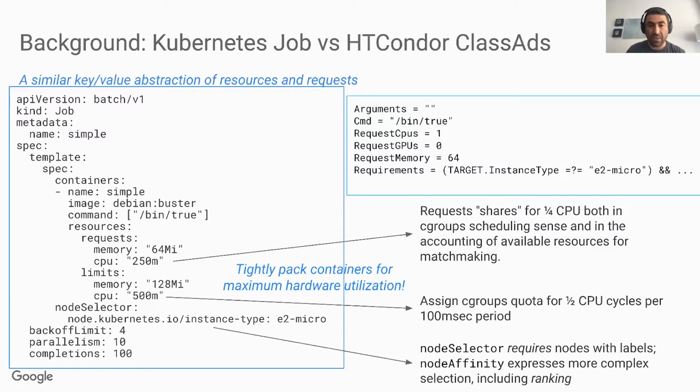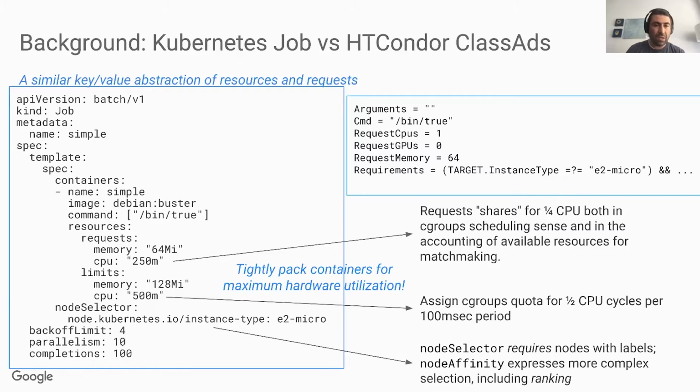This is again equivalent of something similar to the way that we declare these resources in HTCondor, like request CPUs or request memory. We have also other primitives like node selector, which allows users to say, okay, I want these pods that are being created by the job controller to be allocated only on nodes with specific labels. For example, a node type E2, VM type E2 micro in GCP.